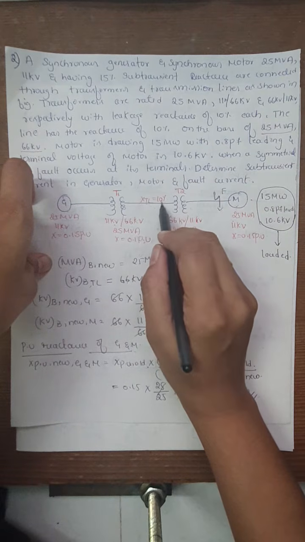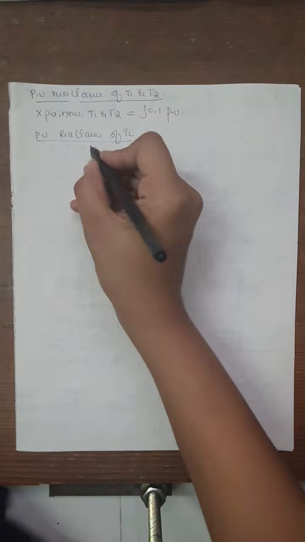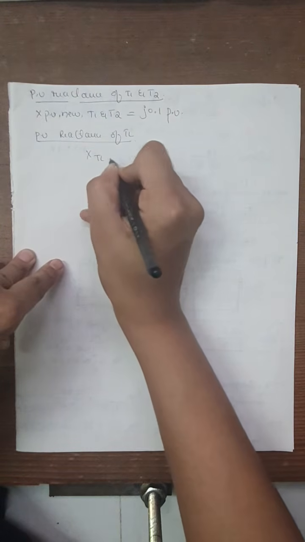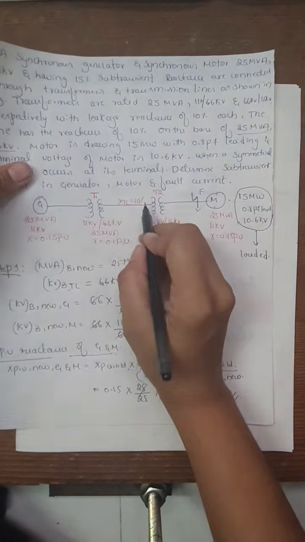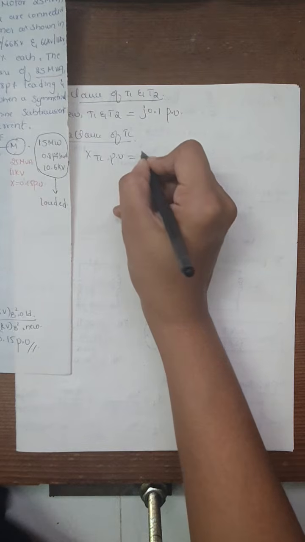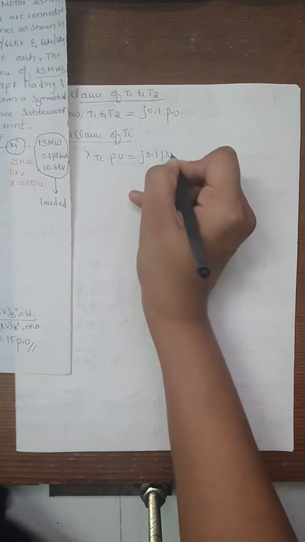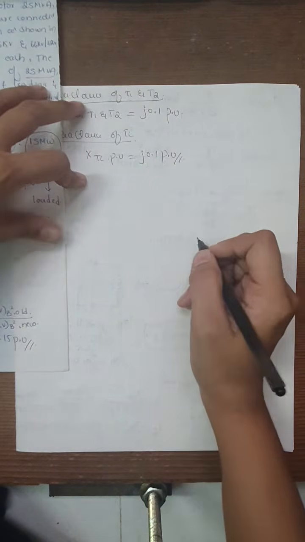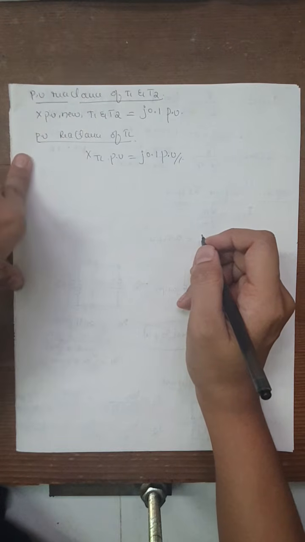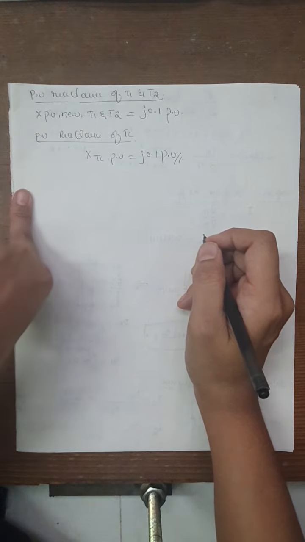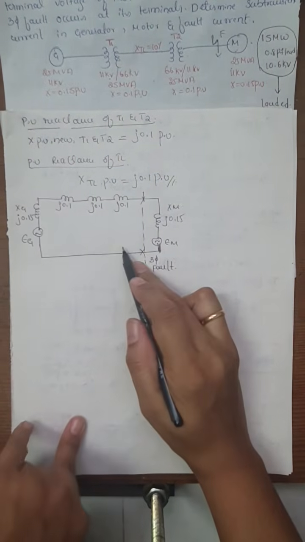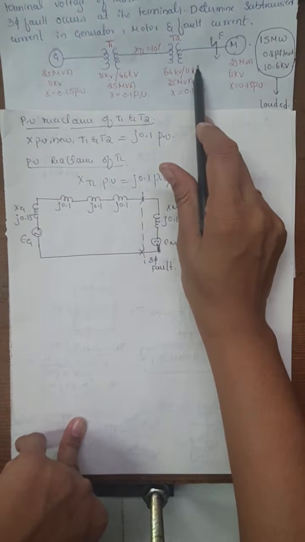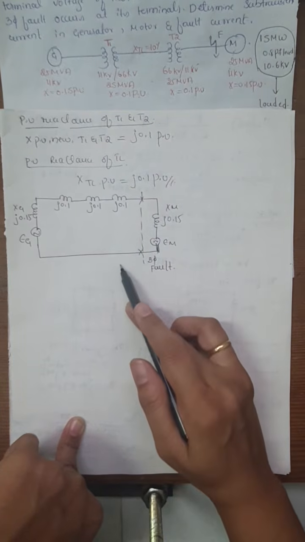So here the direct answer is given. You can mention the transmission line reactance in per unit. In the given problem they mention 10%. Converting into per unit, it is j0.1 per unit, that is dividing by 100. Now finally we can draw the per unit reactance diagram from the one line diagram. So this is the reactance diagram from this one line diagram. So this completes step 1.